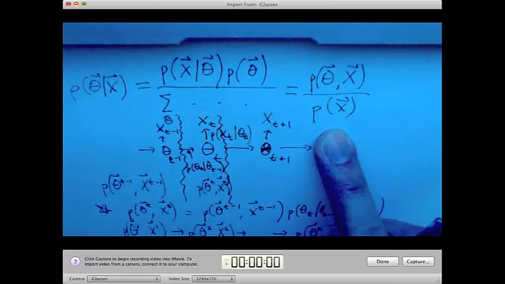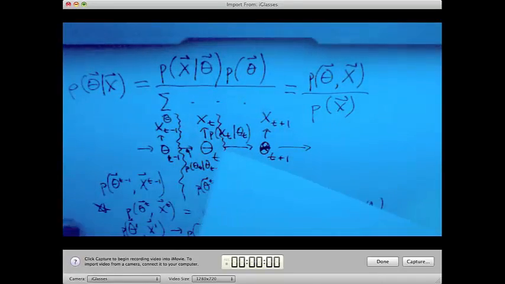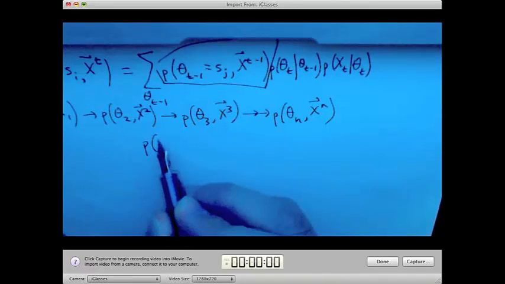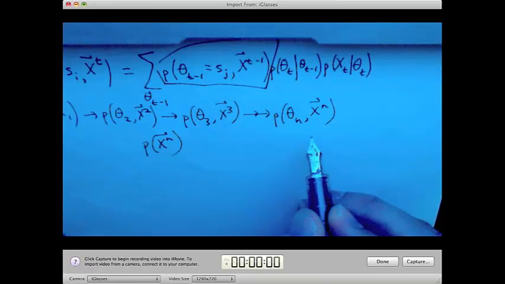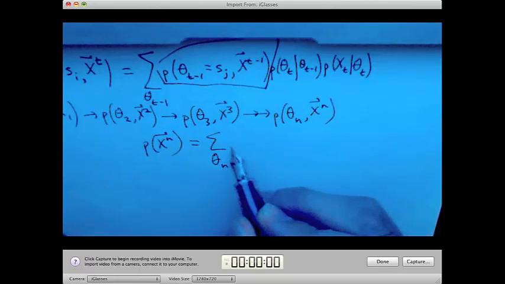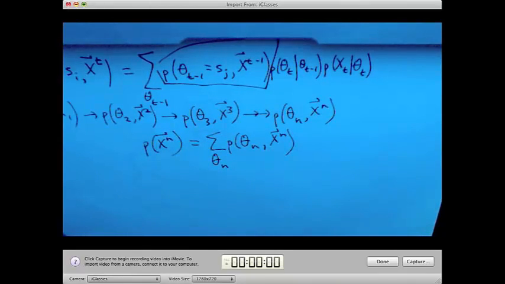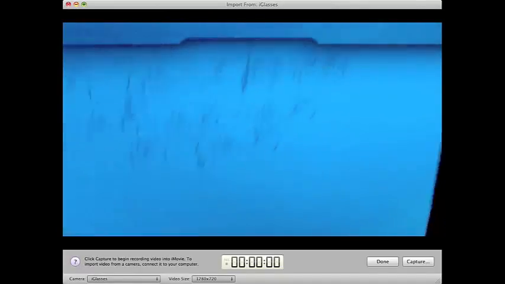So we're actually almost done here. All we have to do is, we want to get p xn, and we've got p theta sub n comma xn. So how do we get what we want? We'll just sum again. Sum over all possible values of theta n, p theta n comma xn vector. Okay, so this is called the forward probability summation algorithm.